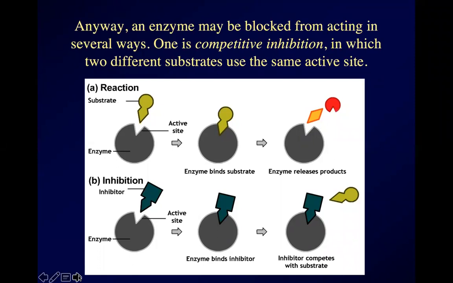So here's a little model. You can have two different substrates that'll fit the active site, just like you could have two different keys that happen to fit the same lock. And if one of them gets into the active site, the other one can't. So you can slow down a chemical reaction by adding something that gets in the way of the substrate that you want to slow down. You can add a second substrate that blocks the first from getting in.